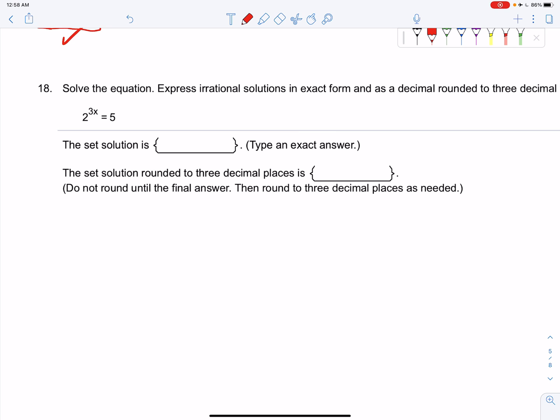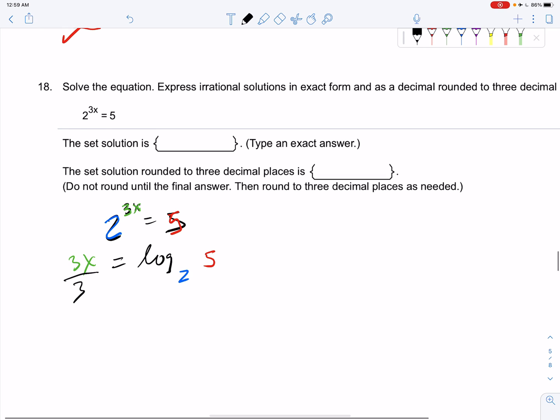We have 2 raised to the 3x equals 5. Now we're trying to solve for this variable in the exponential position, and very often that is done in an easier way using logs. They're inverses of each other, right? So base 2: I've got log base 2 of 5, and that equals my exponent 3x. Well, I want to solve for x, so I'm going to divide by 3 on both sides.